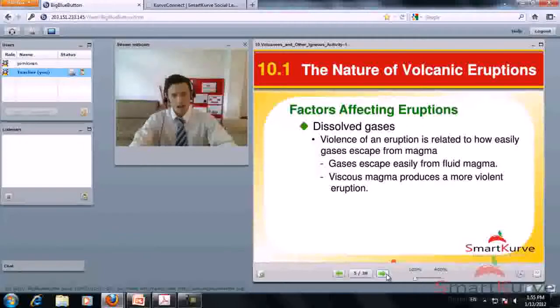It's not just very low viscosity magma might just run out of a mountain and run down the sides. But the high viscosity, thick magma is going to explode from a volcano. All right.